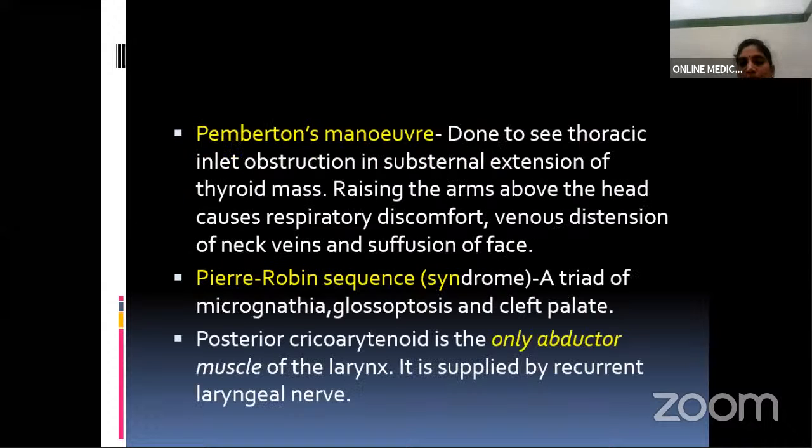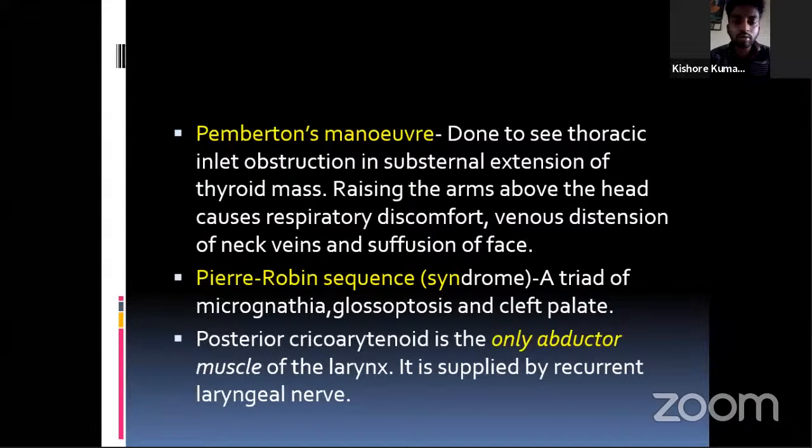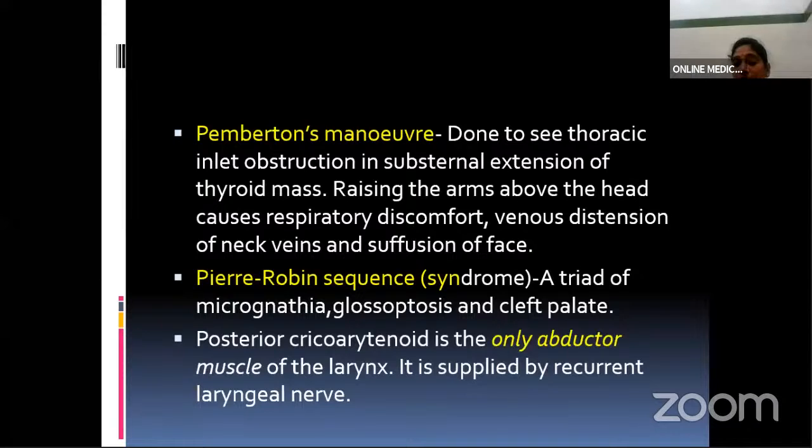Next, Pemberton maneuver. This is an important maneuver, used in medicine like surgery. In a thyroid mass, usually the mass will be visible outside. Sometimes the thyroid mass won't be visible because it is hidden behind the lower part of the sternum. That is called substernal extension of the thyroid mass in case of thyromegaly. In such a case, we do the test called the Pemberton test.